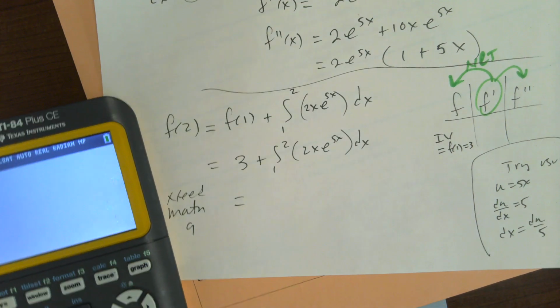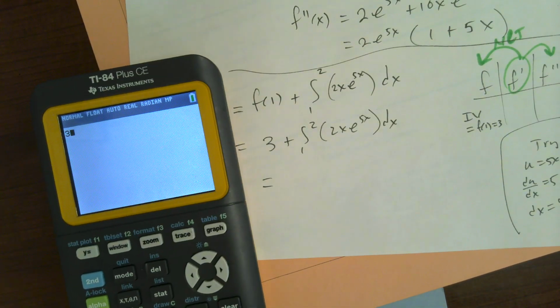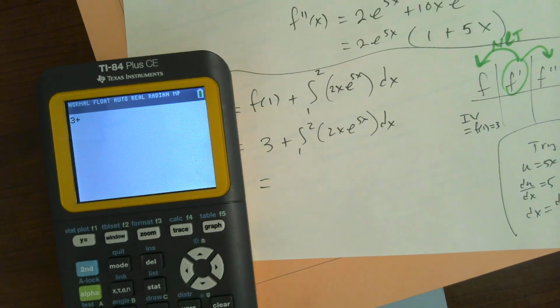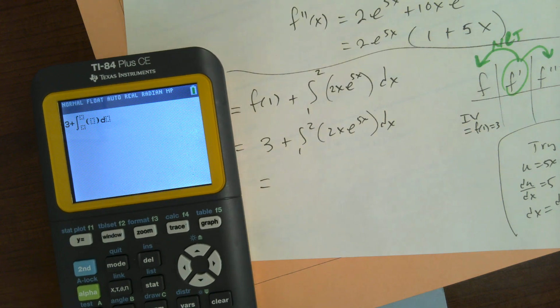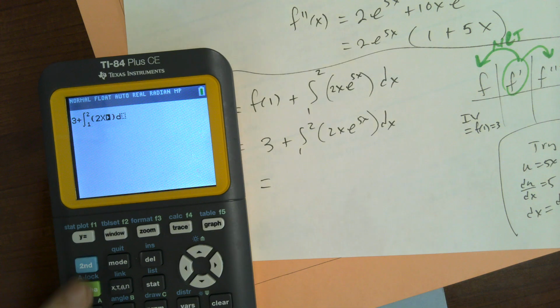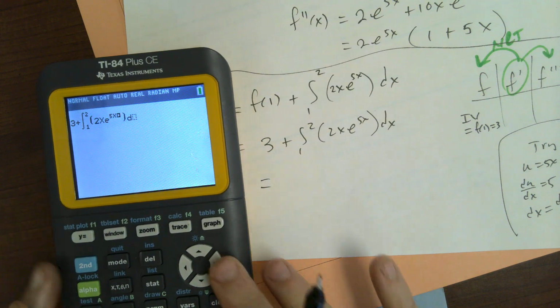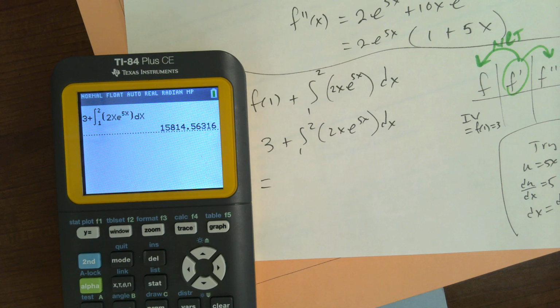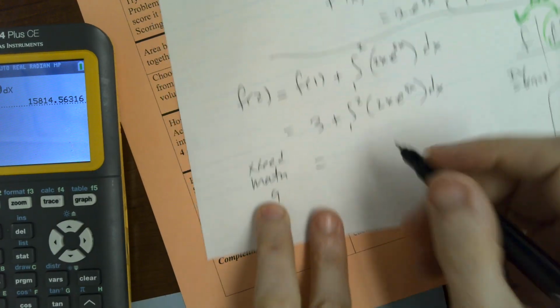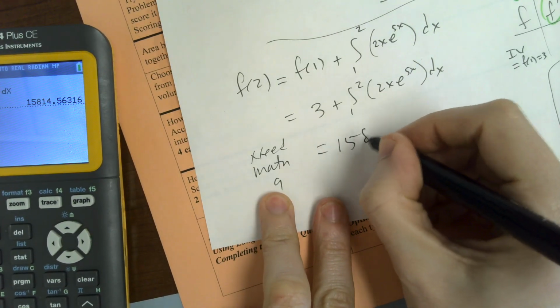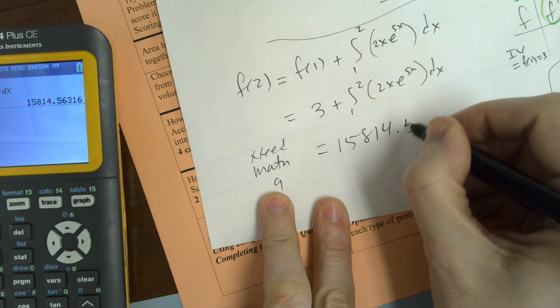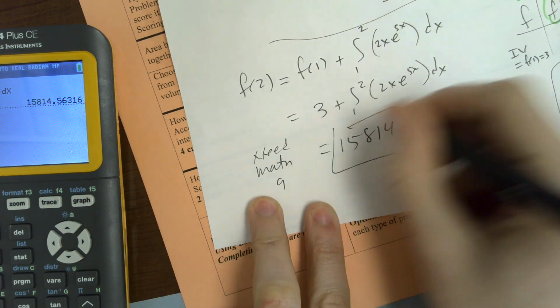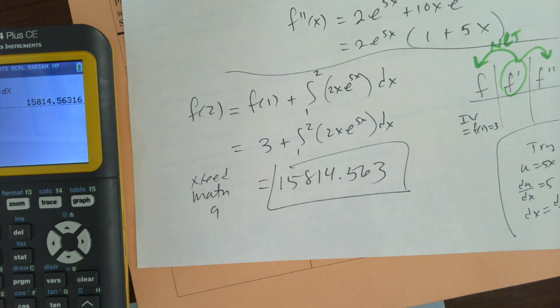So, let me get my calculator. Okay, so 3 plus math 9, 1 to 2, 2x e to the 5x dx. Okay, cool. 15814.563. Okay, guys, there it is.